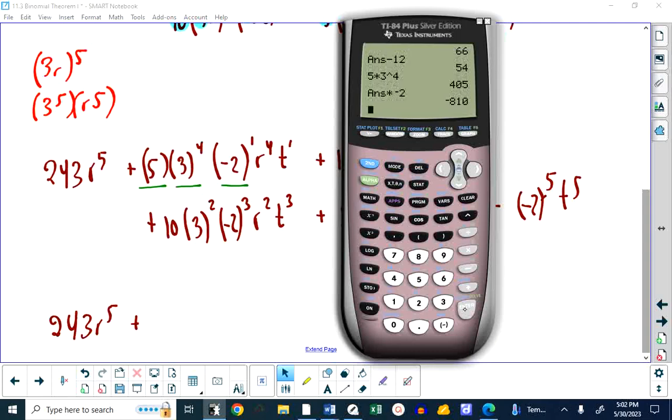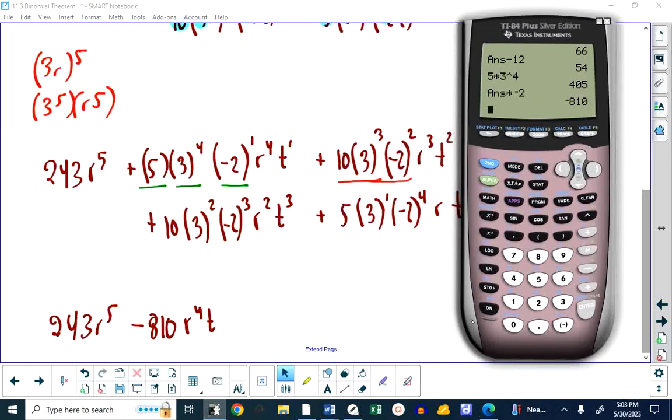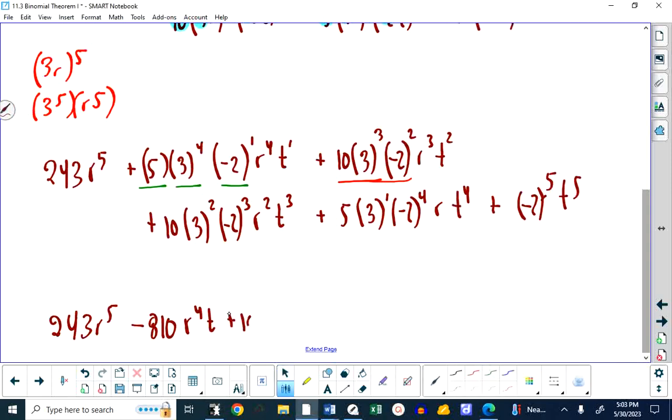And I get negative 810, so we can write minus 810 r to the 4 t to the 1. Now what I'm going to do is go over here and calculate what this whole thing is. 10 times 3 cubed, which is 27, times, look at how I enter negative 2 squared. I put that negative 2 in brackets. That's important. 1080, plus 1080 r cubed t squared.